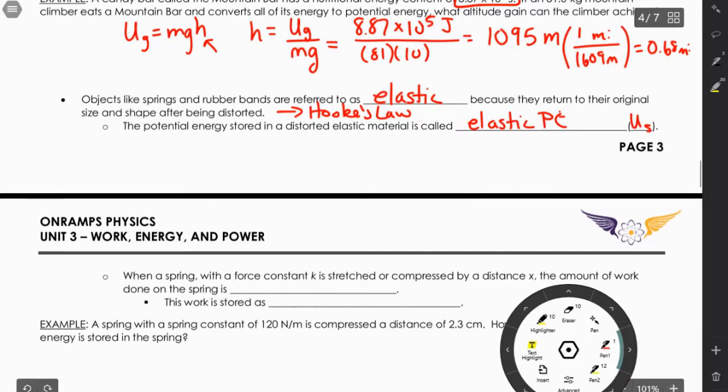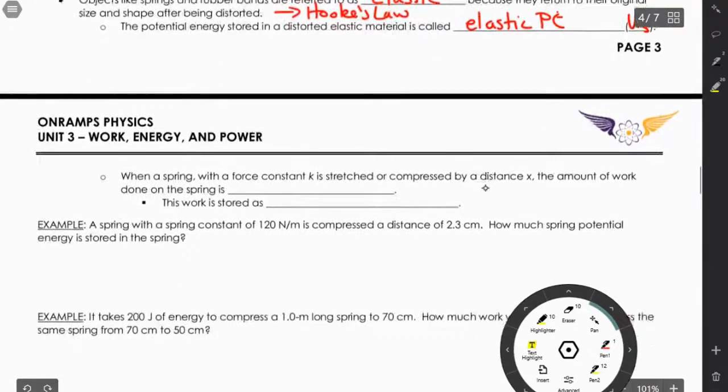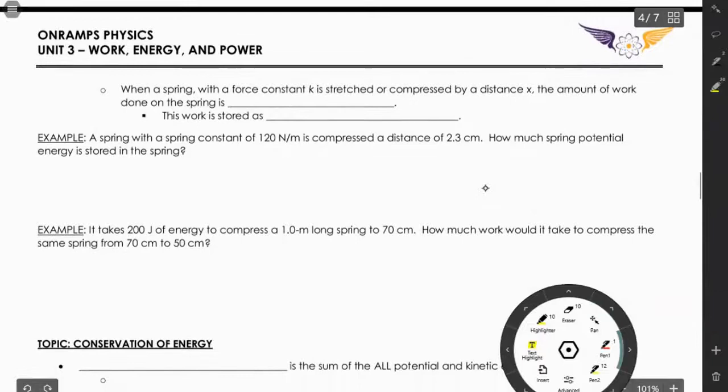Okay. Sometimes you'll see it abbreviated as U sub E. I just use U sub S because most of the situations we'll talk about will be for springs. Now, when a spring with the force constant k is stretched or compressed by a distance x, the amount of work done on the spring is equal to 1/2 kx squared. Now, this is also the spring potential energy equation.